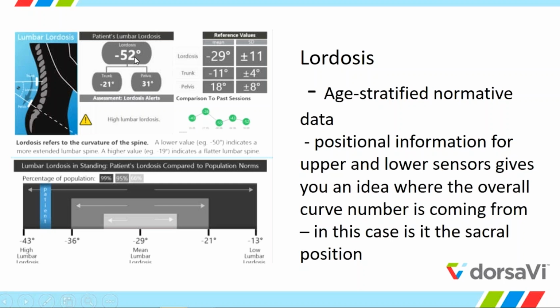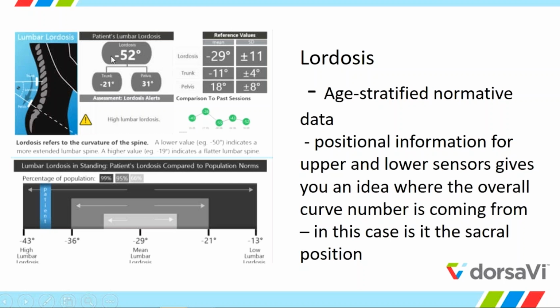And so in addition to giving you the actual curve between the two sensors, so that's the positional information of where the person is standing, their sacral sensor versus their trunk sensor, and the difference between the two is their lumbar lordosis. It also gives you each of the sensor's positional locations. So trunk is the upper sensor that's at the TL junction, and that in the normative reference values is at -11. So it's at 11 degrees of extension. And the pelvis, or the sacral sensor, is at 18 degrees of flexion or nutation in the norms.